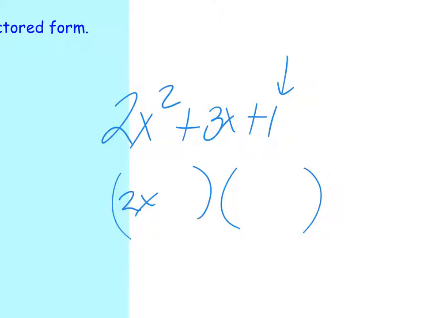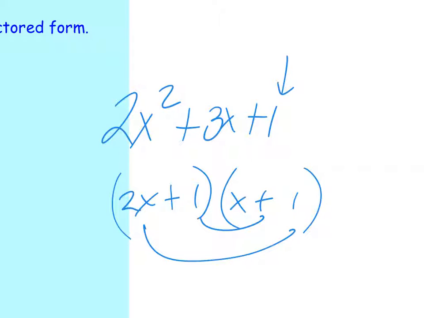Did you get 2x and x? Did you get plus and plus? And then there's only one thing. It has to be a 1 and a 1. Is it guaranteed to work? No. You have to check it and make sure it actually works, because there are things that are prime and won't factor. This one does work.